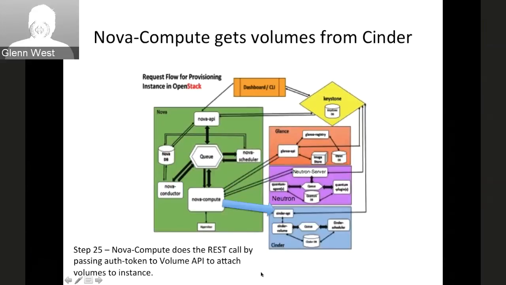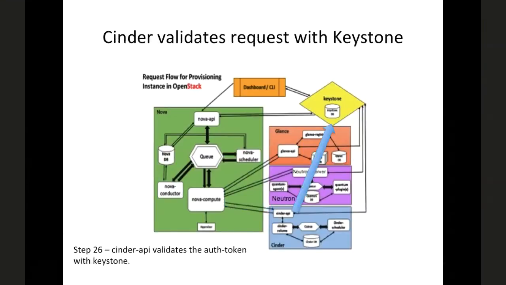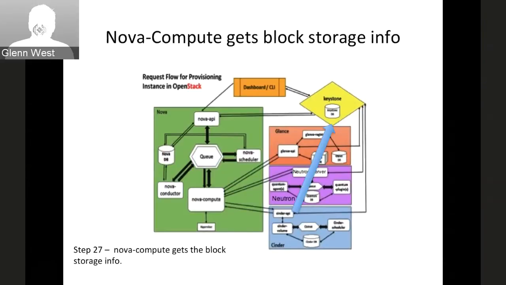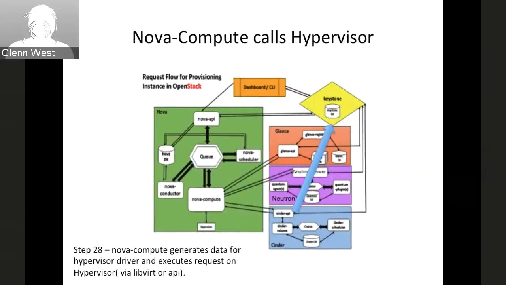So we pass the auth token over to get a volume via Cinder. So at this point, we're using the Cinder API. Cinder again validates that with Keystone. And then we get the block storage information. So we finally have a place to go to as far as block storage. Now, this is actually the payday here.